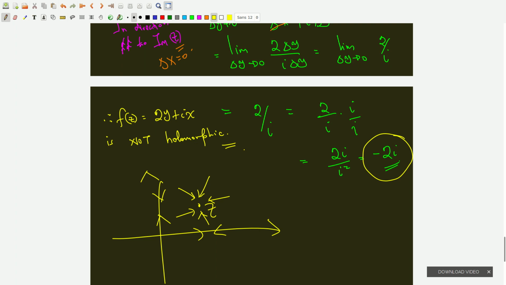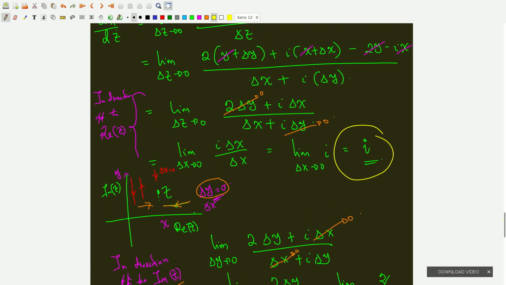So that is an example of one which is not holomorphic. You can try to look for many others and work them out. Okay, so see you in the next session.